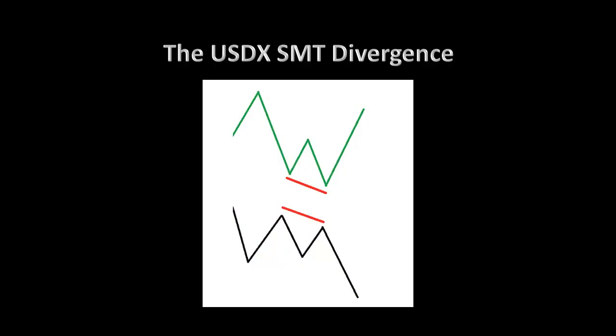The green chart here could be representing the U.S. dollar. I'm sorry, the cable, and the U.S. dollar could be represented by the black lower line. Okay, and as the U.S. dollar fails to make higher highs when the cable makes lower lows, that is also a USDX SMT divergence, because there's a crack in the correlation.